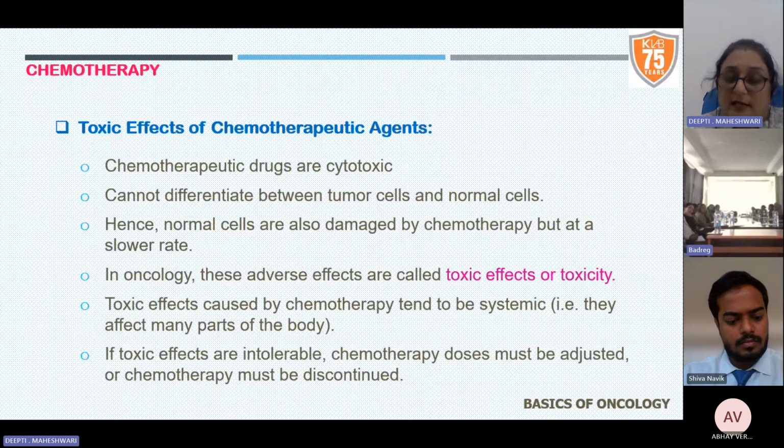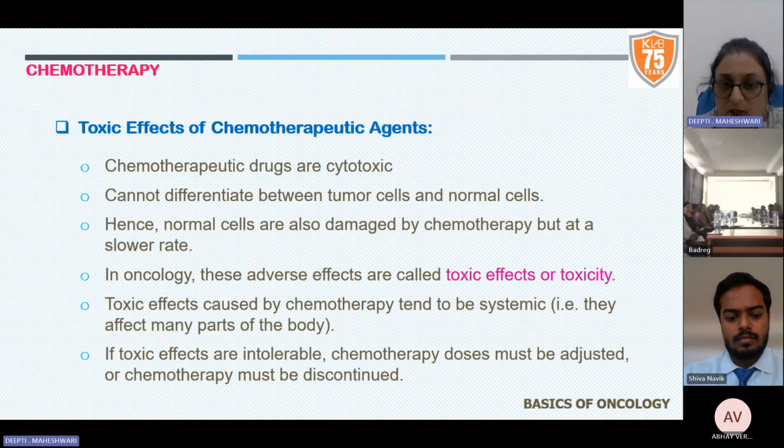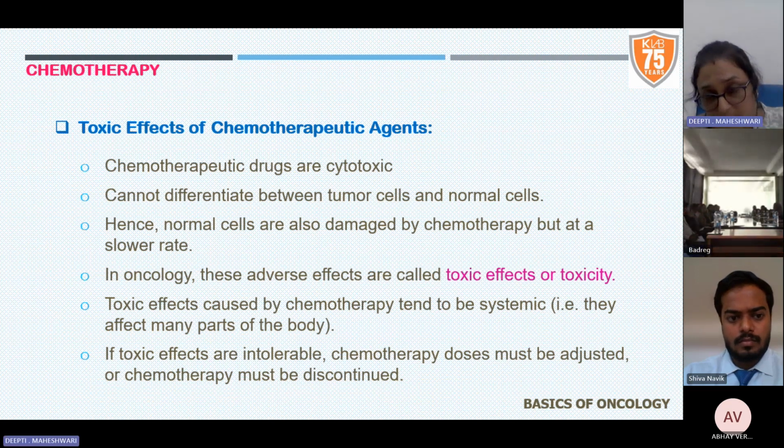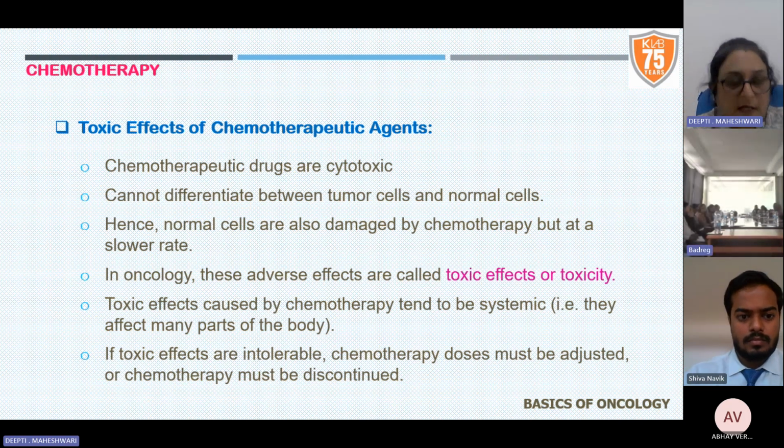So there are various ways in which the chemotherapy can be modulated and regulated. Sometimes you decrease the dose, sometimes you discontinue the dose. If the patient is not able to tolerate it, you discontinue that chemotherapy and you can switch to some other chemotherapeutic agent. Sometimes you increase the time span between two chemotherapies so that the patient's body comes back to normal and the patient starts tolerating the chemotherapy. So there are various ways in which the dose of chemotherapeutic agents can be regulated.